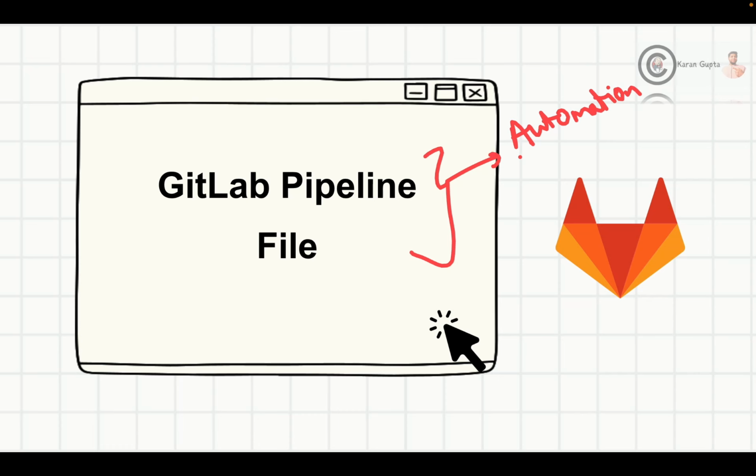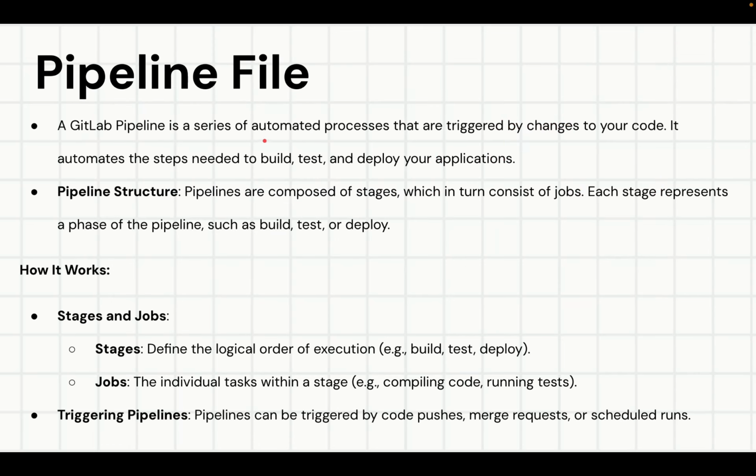Now let's understand more about it. A pipeline file has automated processes that are triggered by changes to your code. Let's say you make a commit or any change in your code and push it to the repository, and you want to see the changes in your deployment. How are you going to see that? For that, you have to create a series of automated processes. This is achieved using the pipeline. It automates the steps needed to build, test and deploy your application.